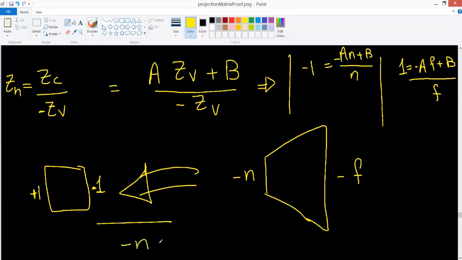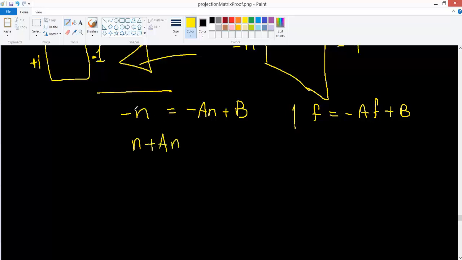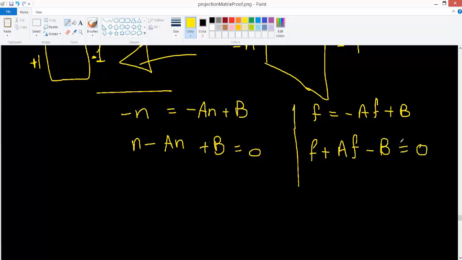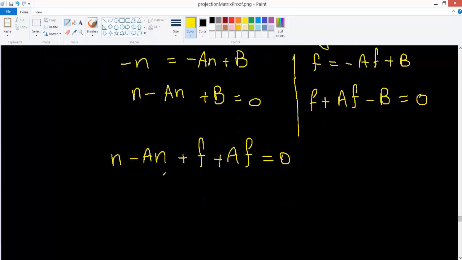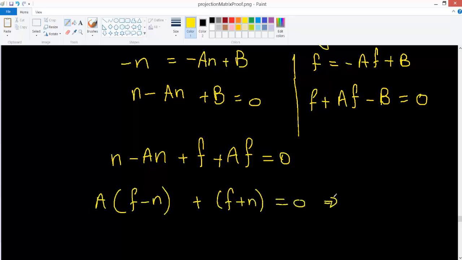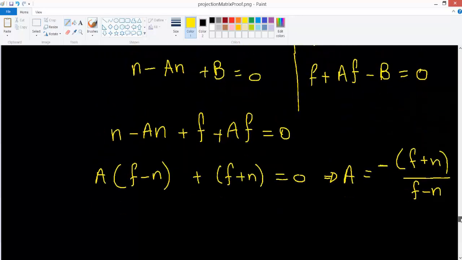So now we have that negative n equals negative an plus b, and we also have that f equals negative af plus b. Now let's organize them a little bit. We have n minus an plus b equals 0, and we also have that f plus af minus b equals 0. So let's add those equations together. We will have n minus an plus f plus af equals 0, and we wish to get the value of a. So a times f minus n plus f plus n equals 0. And so actually a equals negative f plus n over f minus n. And that's a.